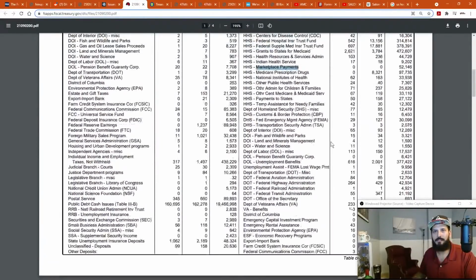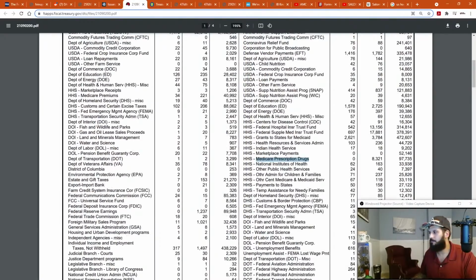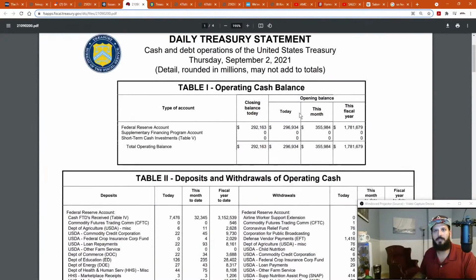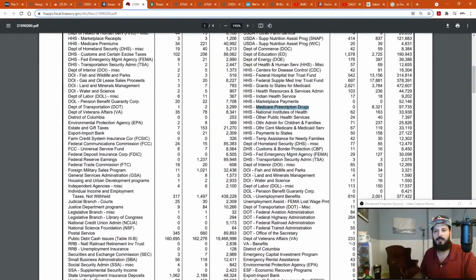This is absolute insanity. Medicare prescription drugs have not been paid as of today. Actually, as of September 2nd, that's the most recent report available, because that was Thursday. Friday's report comes out on Monday, and we'll go over that one as well.